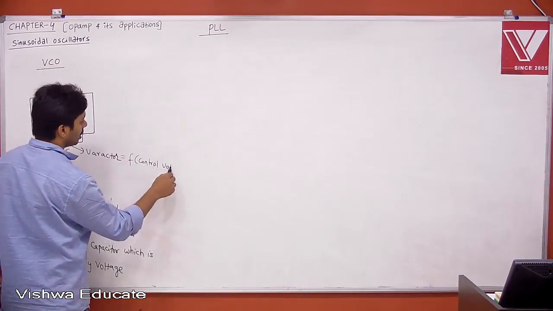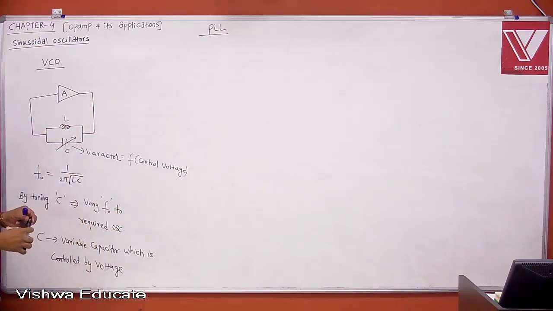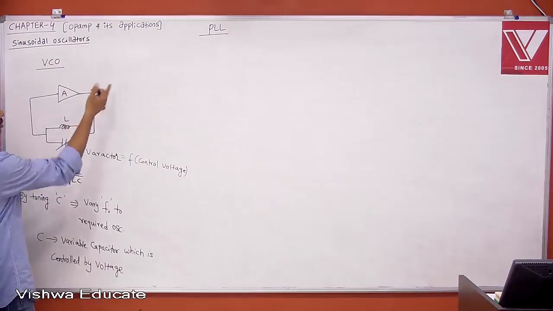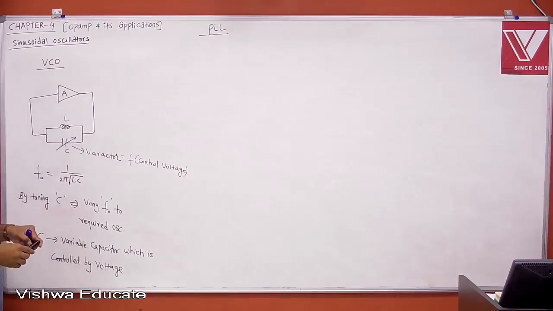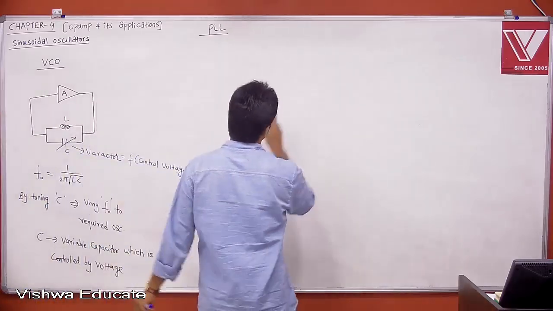That is what I'll explain. Some control voltage, or people call it error voltage, whatever it may be. That control voltage will tune your capacitance. That is what is going to give you the frequency of oscillations. Okay. Now we know what is VCO. Now what is PLL? Just listen.